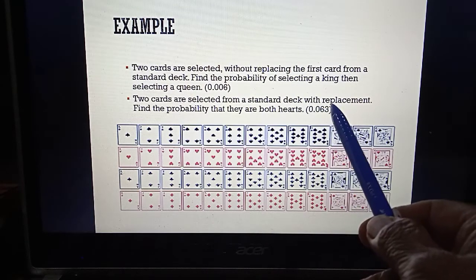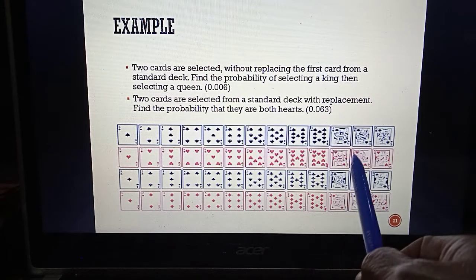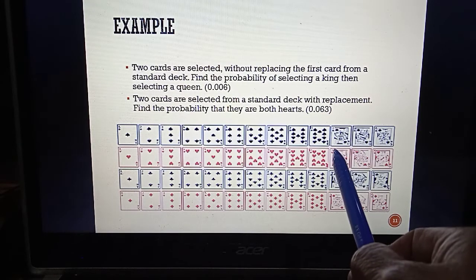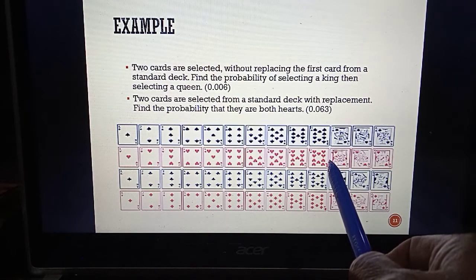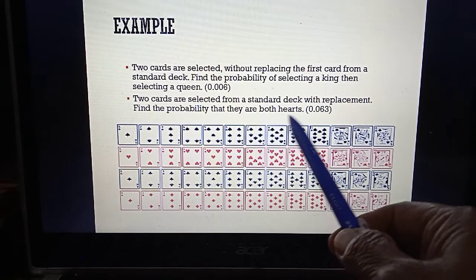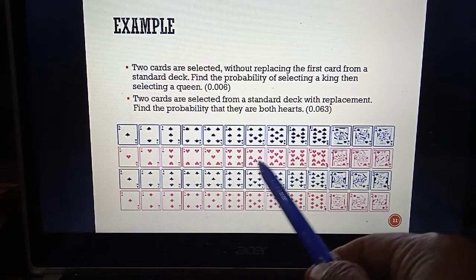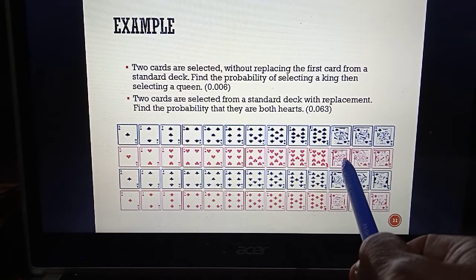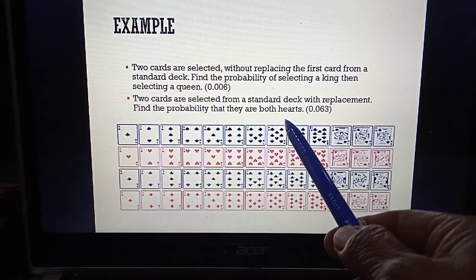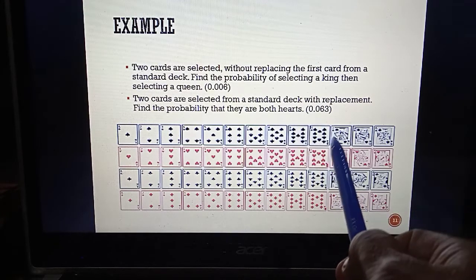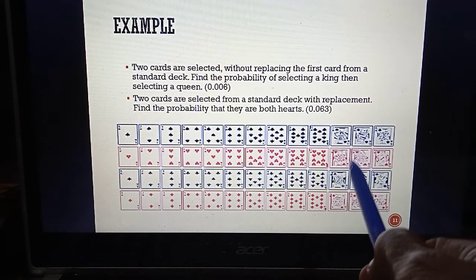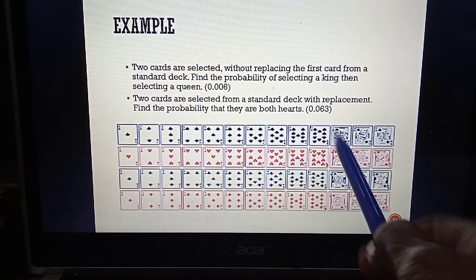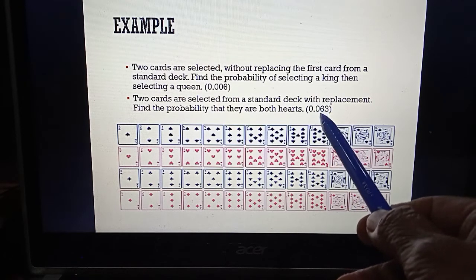So sebab with replacement, second time cabutan pun akan ada 52 cards juga. So yang pertama is 13/52. Hearts ada 13 lah. Okay, 13/52 time yang second card heart juga pun akan ada 13/52 juga. So answer 13/52 times 13/52. So check answer should be 0.063.